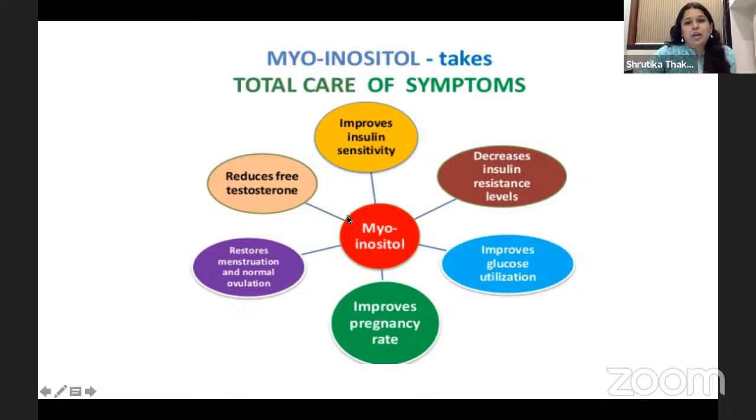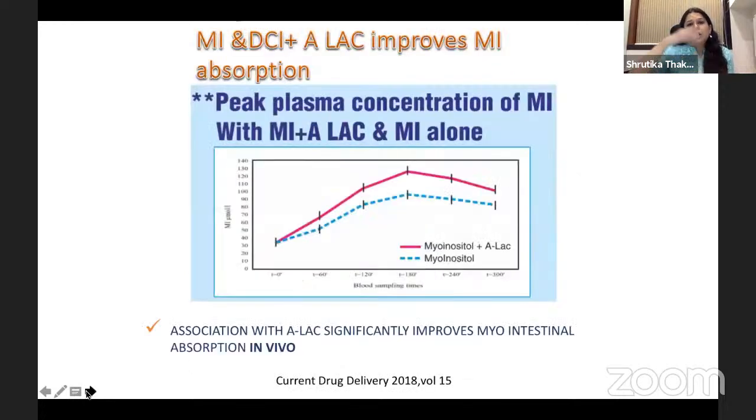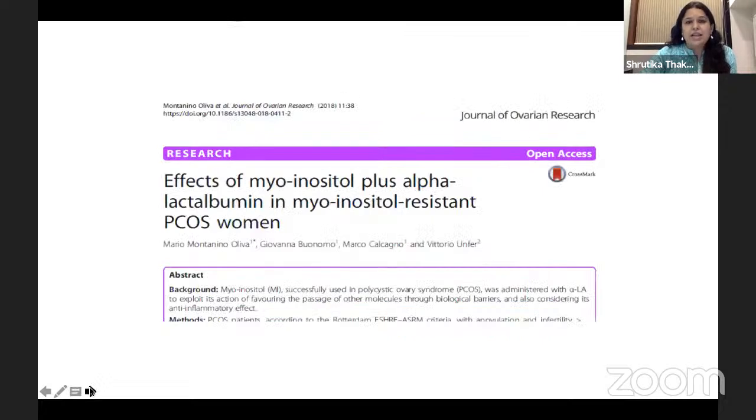Myo-Inositol not only improves pregnancy rate, it also reduces testosterone level, it improves insulin sensitivity, decreases insulin resistance, and it probably has some kind of role to play in prevention of metabolic syndrome in the later half of the patient's life as well. And like I mentioned before, I usually like to combine this Myo-Inositol therapy with alpha-lactalbumin because it improves the uptake of Myo-Inositol. And there are a lot of papers that say that combining it with alpha-lactalbumin improves the Myo-Inositol levels in the follicular fluid and in the cells of the ovary.